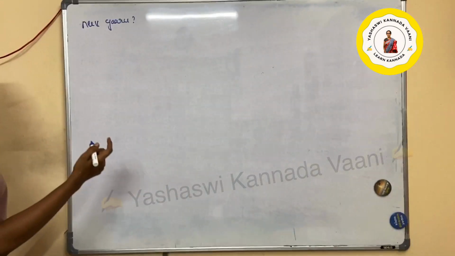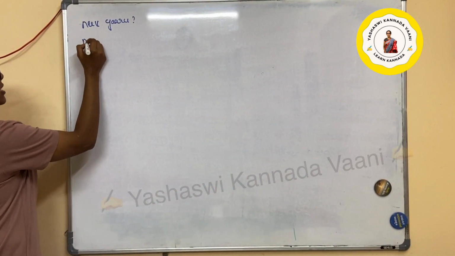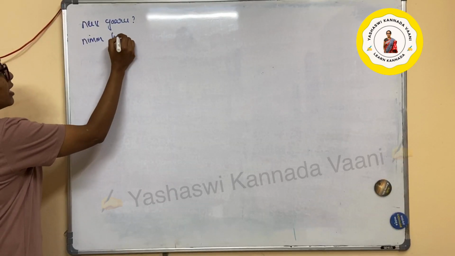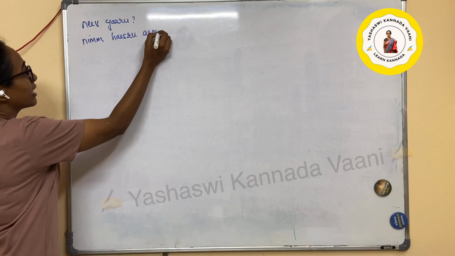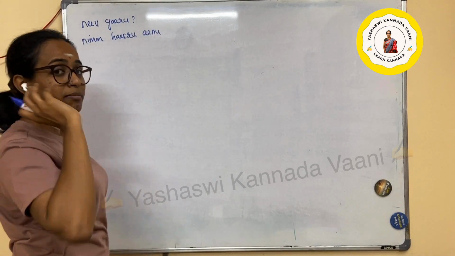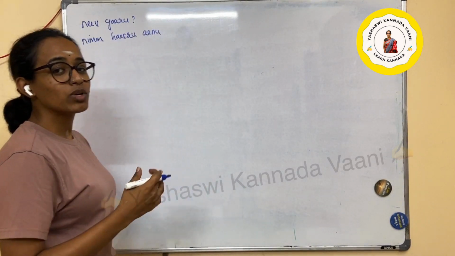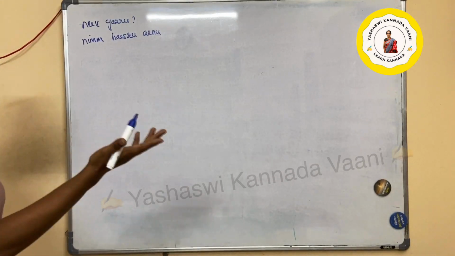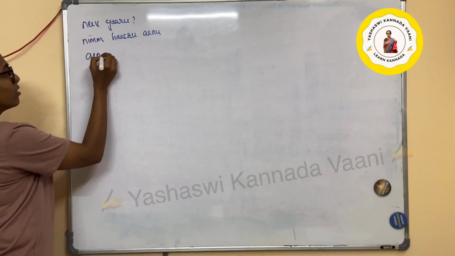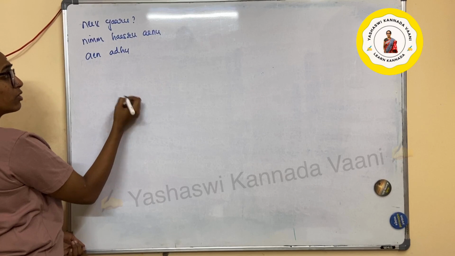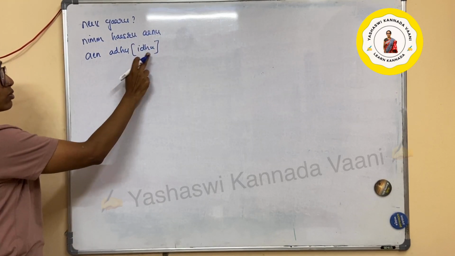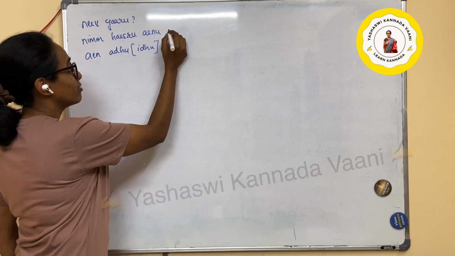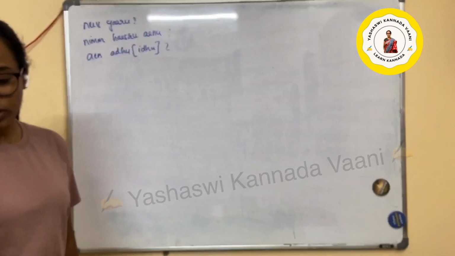The next one is, what is your name? Nim hesreno. Nim hesru eno. So together I can make nim hesreno. Okay na? So nim hesru eno. What is your name? What is that? Yenadu. Then if you want to say what is this, then you would say yenidu. That is adu, this is idu. Yenadu, yenidu. Okay, next one.